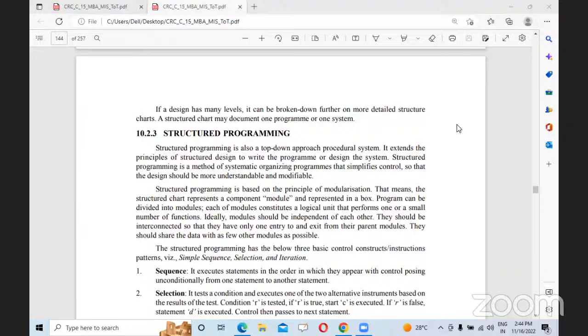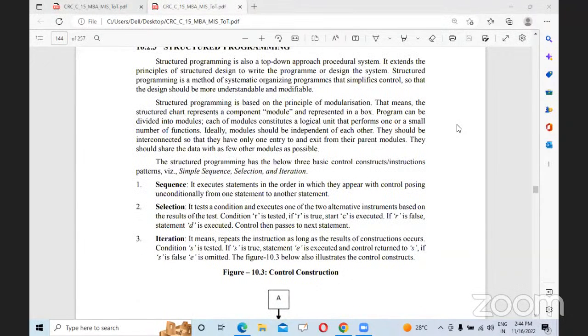Structured programming has the below three basic control instructions, meaning rules or instructions in a pattern format. Those are simple sequence, selection, and iteration. What is simple sequence? It executes statements in the order in which they appear, with control passing unconditionally from one statement to another. When we are writing a software program, the program should be written in a sequential form using the rules and regulations of that particular programming language.